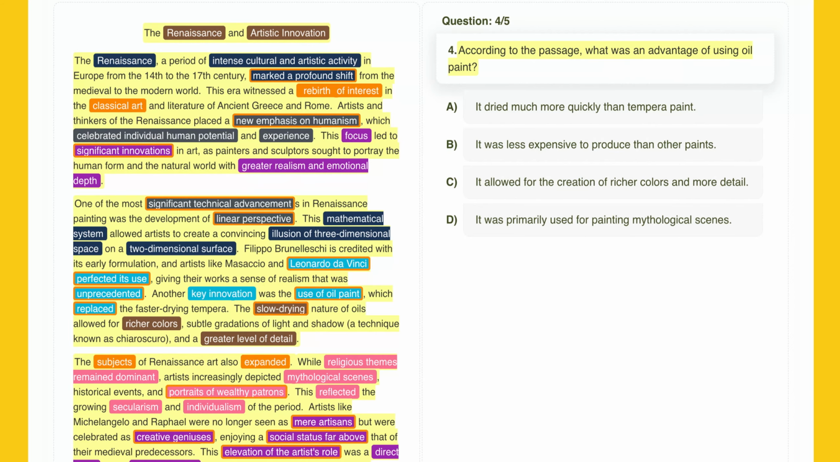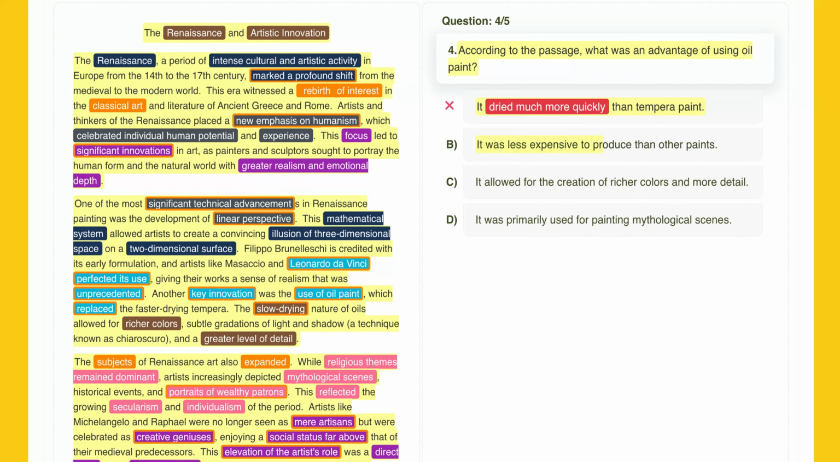Let's examine option A. It dried much more quickly than tempera paint. Option A says it dried much more quickly. This is actually the opposite of the truth. The passage calls tempera faster drying and notes the slow drying nature of oils. This is a classic TOEFL opposite trap. Incorrect. Let's move on to option B.